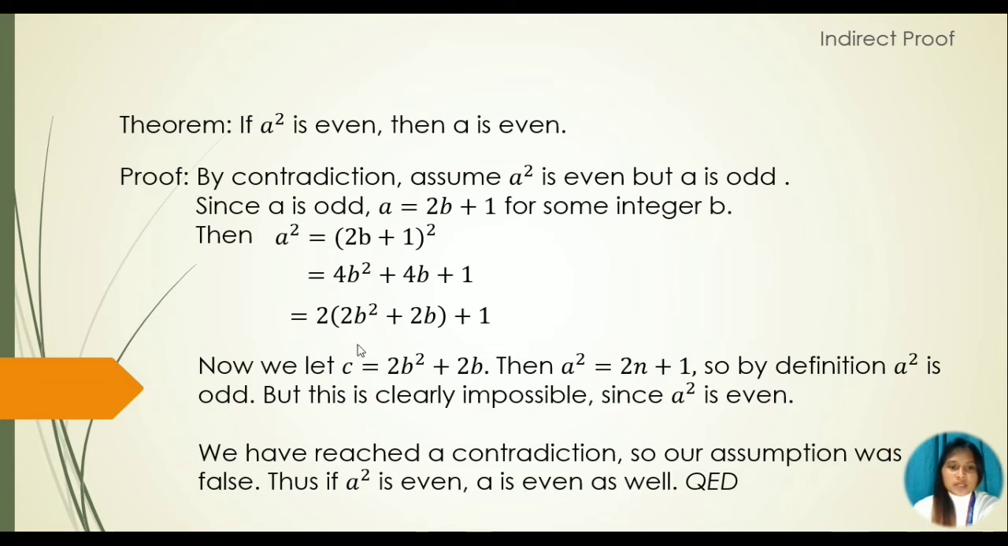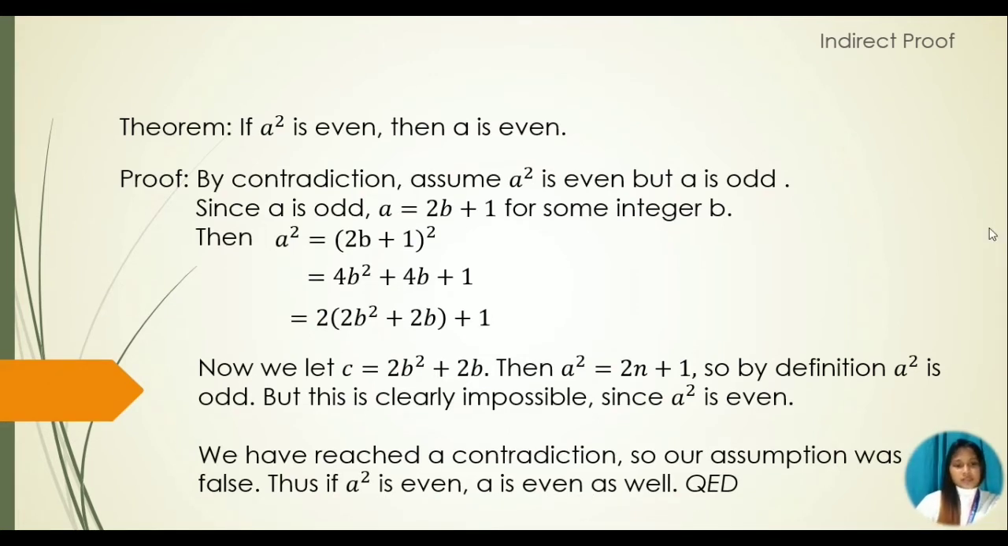Now we let c be equal to 2b squared plus 2b. Then a squared is equal to 2c plus 1. So by definition, a squared is odd. But this is clearly impossible since a squared is even. So we have reached a contradiction. So our assumption was false. Thus, if a squared is even, a is even as well.